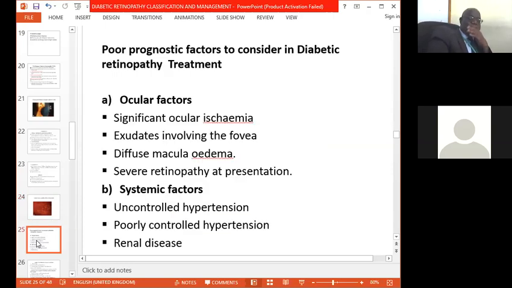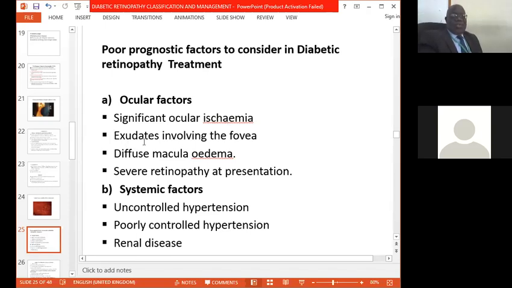Poor prognostic factors to consider in diabetic retinopathy treatment. One, if there is significant ocular ischemia. How do you know? When you do your fluorescein angiography, there are areas which are blank. It means there are no vessels there. It's ocular ischemia.